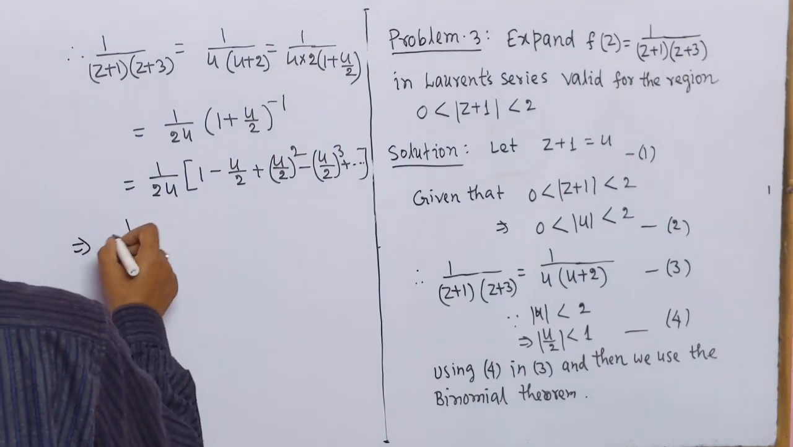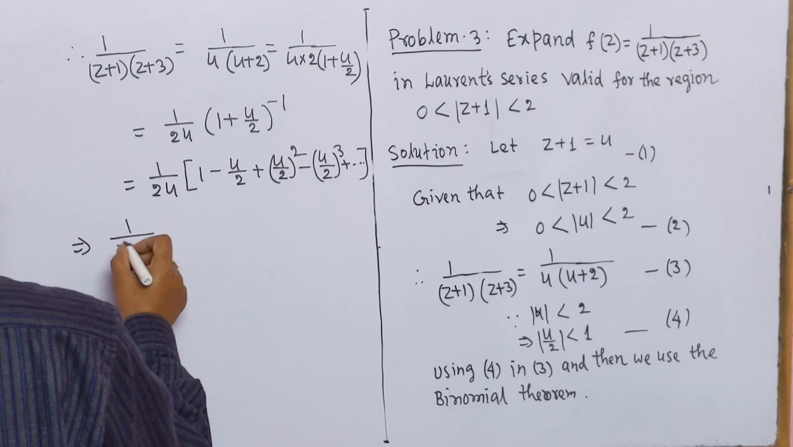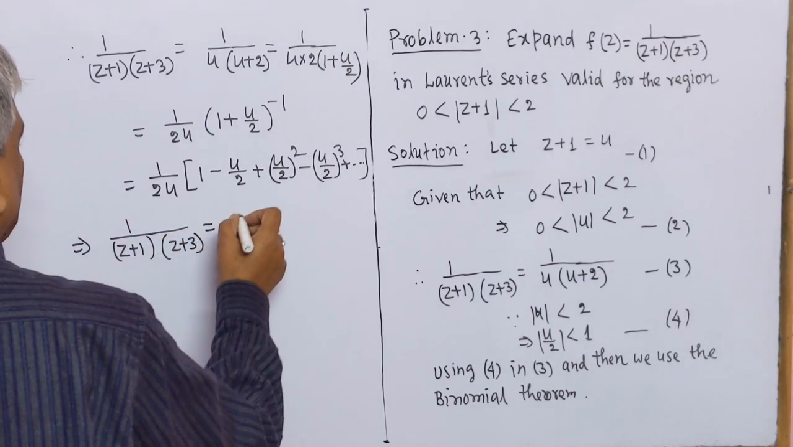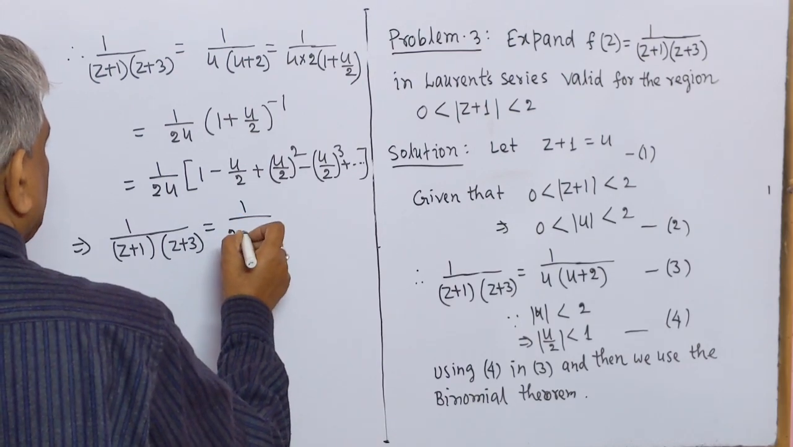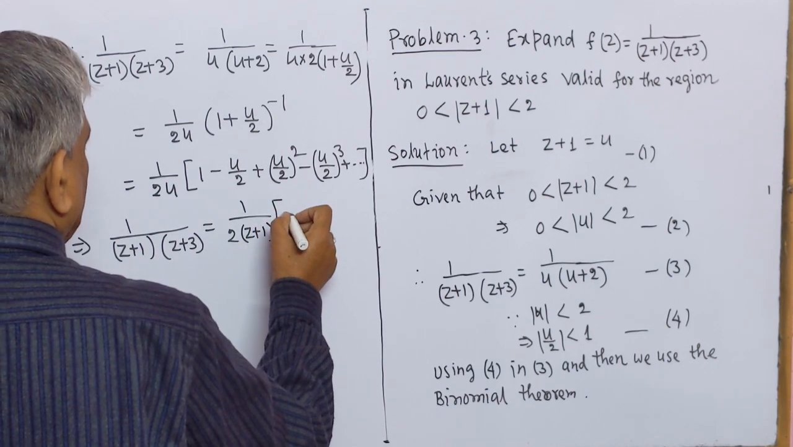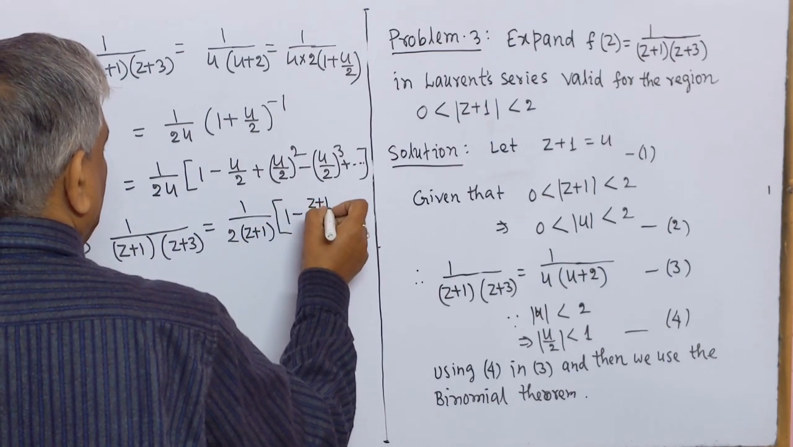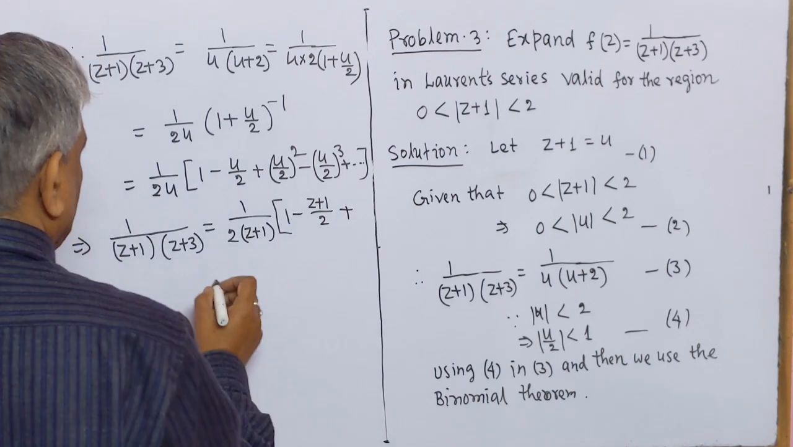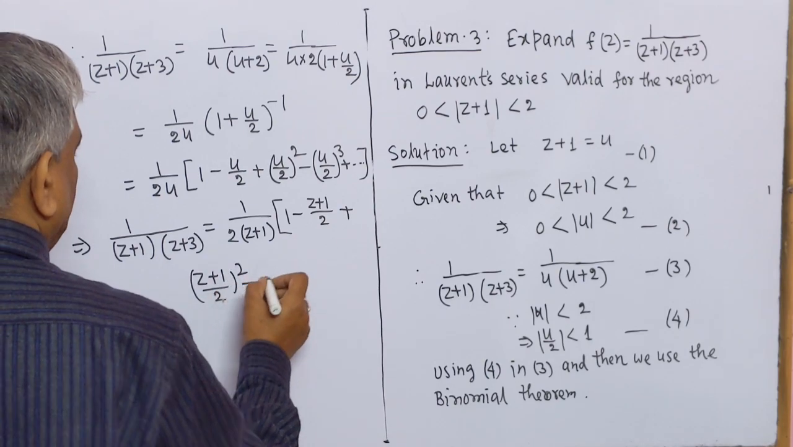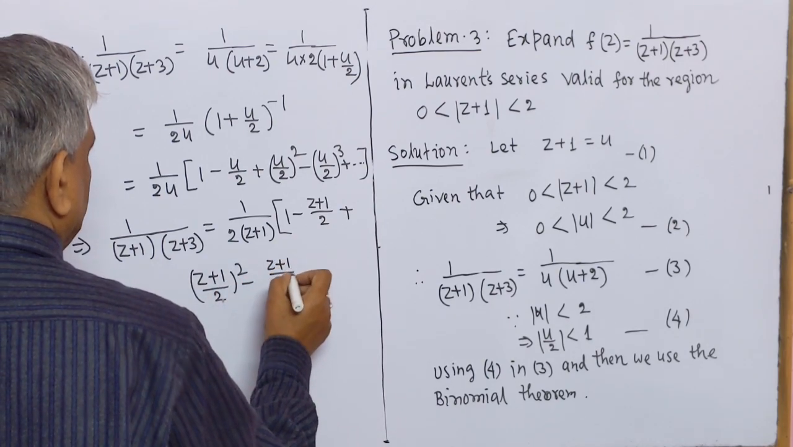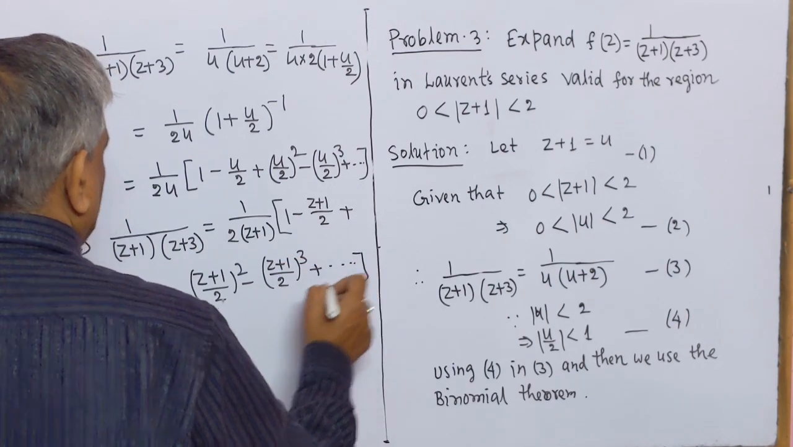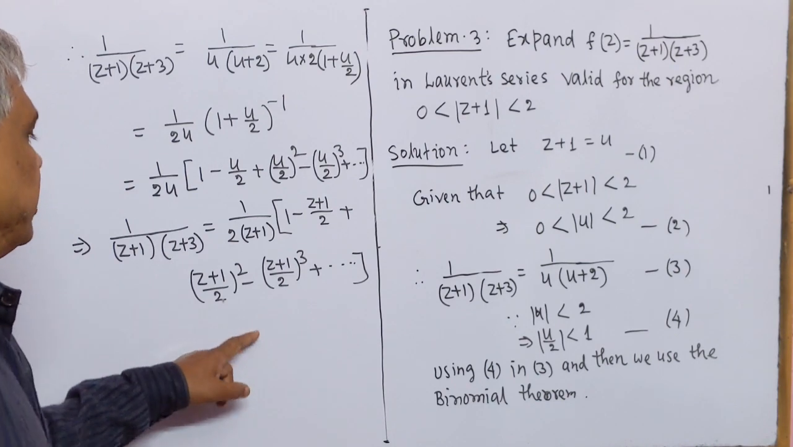implies that 1 by z plus 1, z plus 3 equal to 1 by 2 into z plus 1, into 1 minus z plus 1 by 2 plus z plus 1 by 2 whole square minus z plus 1 by 2 whole cube plus dot dot dot dot. And this is the required result.